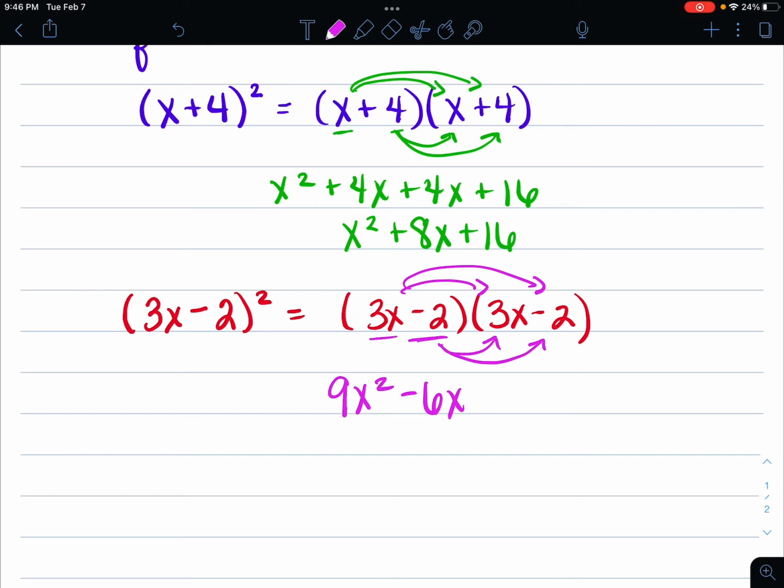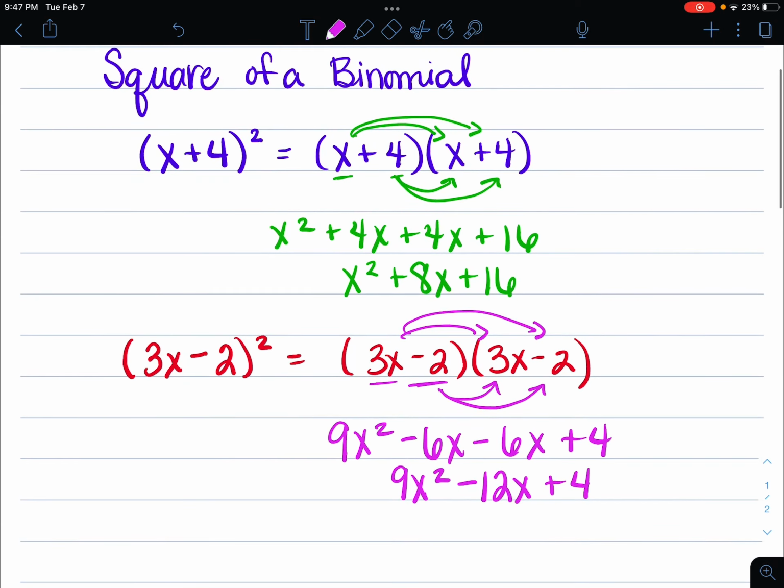And then the same thing with the minus 2. Whenever I distribute it, that's going to give me another minus 6x. And negative 2 times negative 2 would be a positive 4. And again, I can see that the two terms in the middle are like terms, so I can combine those. Negative 6 minus 6 is a negative 12x, and then plus 4. So that would be my solution for this one.